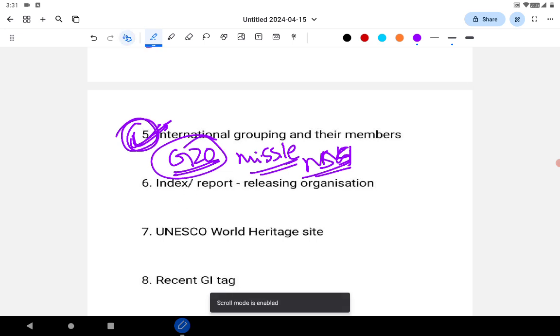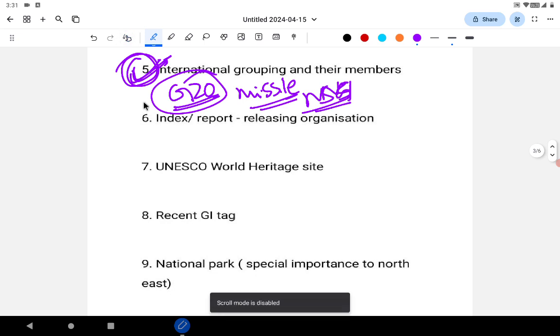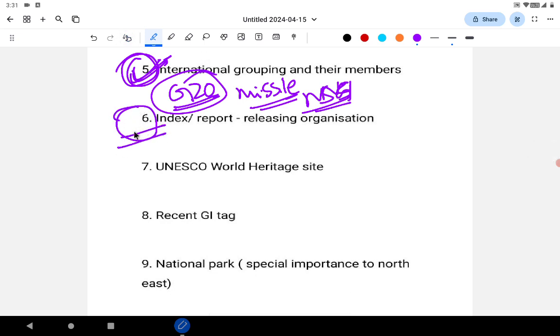Next, let's go to the indices and reports. This is very important. Now you might ask a question: in the indices and reports, there are hundreds of organizations and hundreds of reports. How to study, how to remember all those? Please remember, you have to at least know the reports published by the important organizations, like say IUCN, a very favorite topic of UPSC.